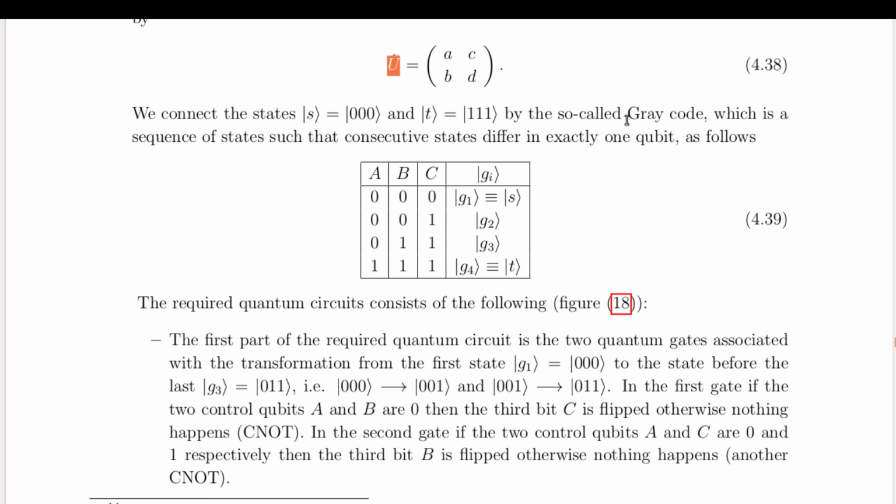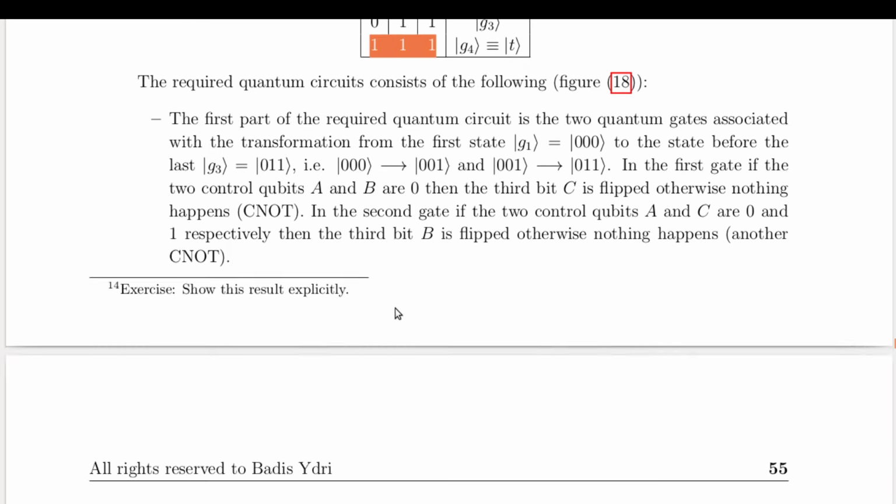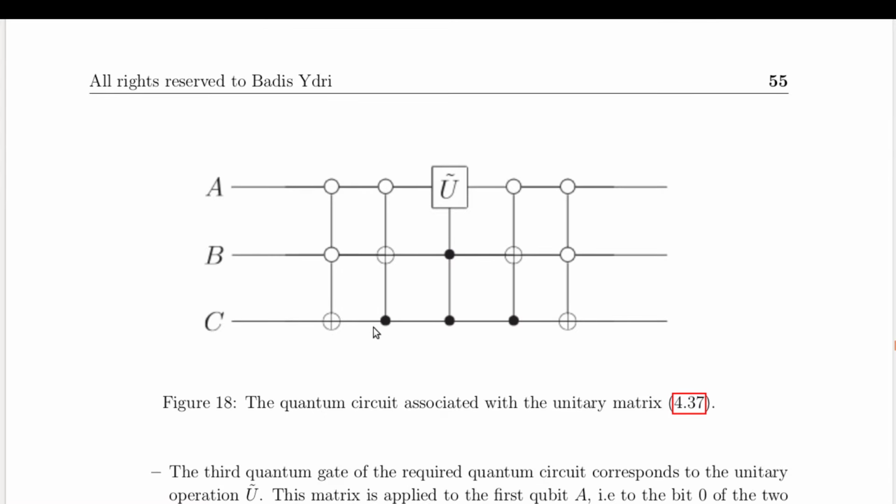The gray code is what corresponds to shuffling and unshuffling and allows us to connect the initial and final states S and T such that consecutive states differ in exactly 1 qubit, as shown in the table in equation 4.39. The quantum circuit which implements the unitary matrix U is shown in figure 18. This quantum circuit has 3 main parts: state transformation. First, we transition from G1 equals 000 to G3 equals 011 using 2 CNOT gates. The first flips C if A and B are both 0, and the second flips B if A is 0 and C is 1.